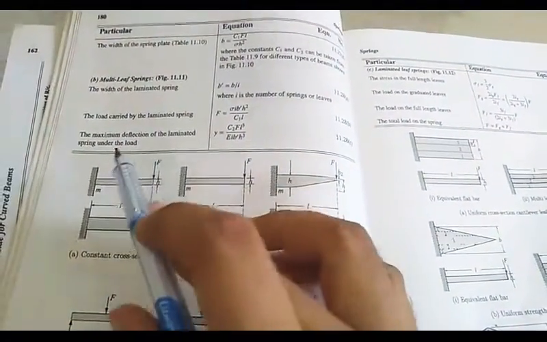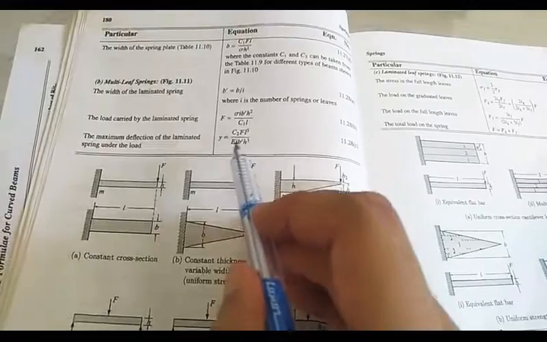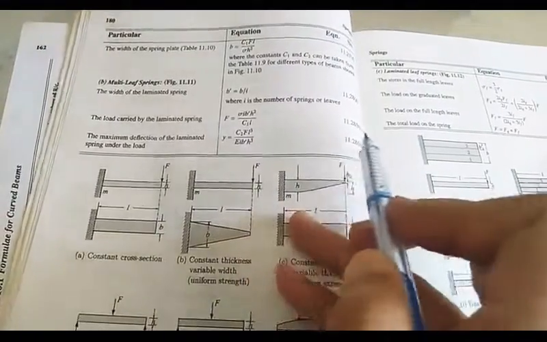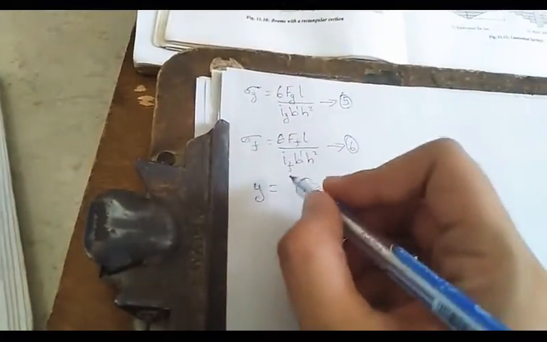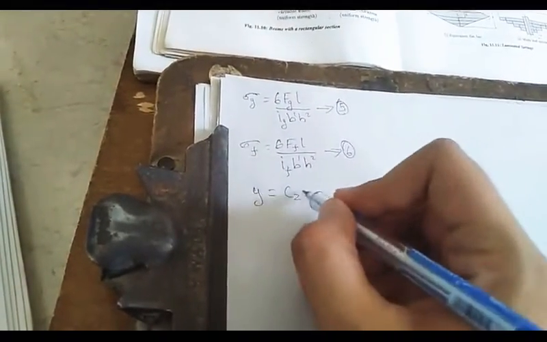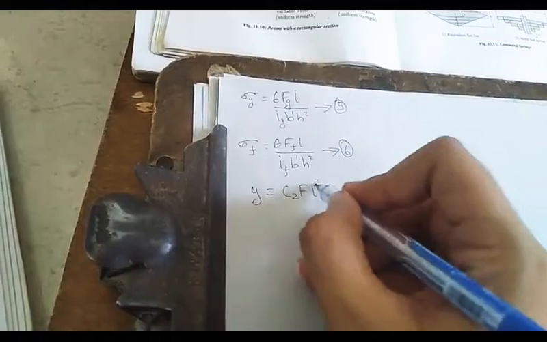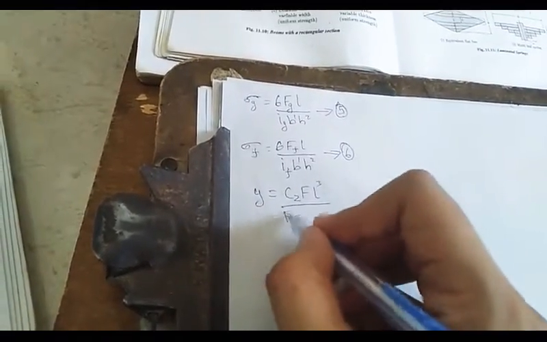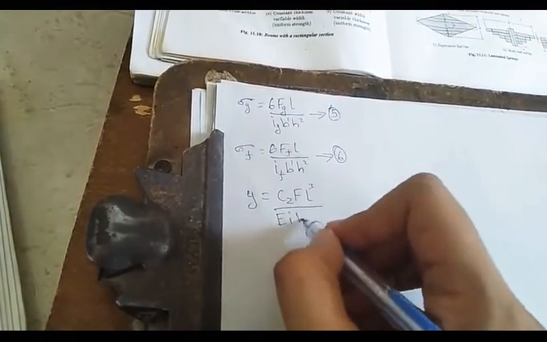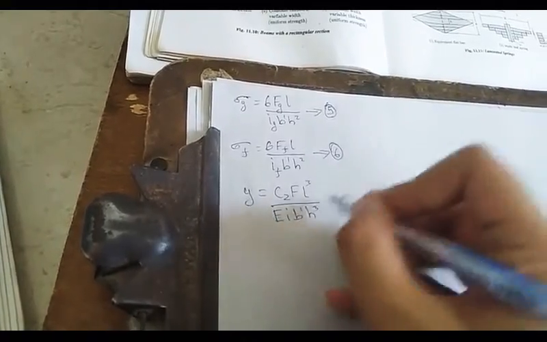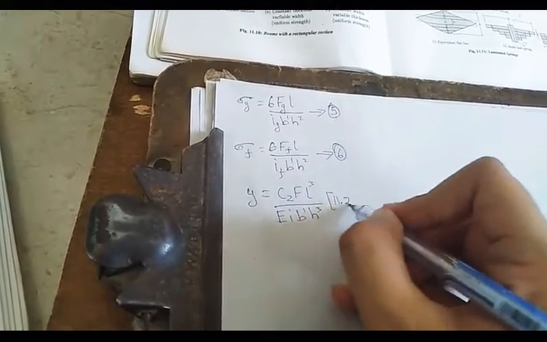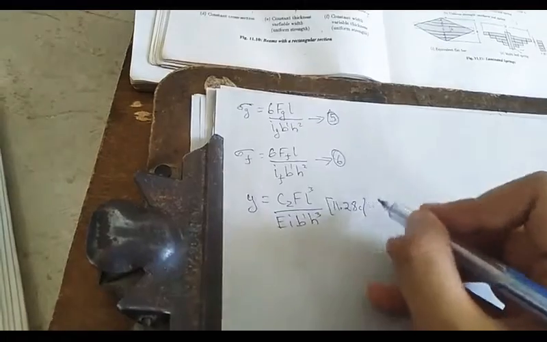Next we'll take the equation for deflection Y. The maximum deflection of laminated spring Y is equal to C2 F L cube by E I B' H cube. So this is 11.28 C. Y is equal to C2 F L cube by E I B' H cube. This is from 11.28 C, page number 180.